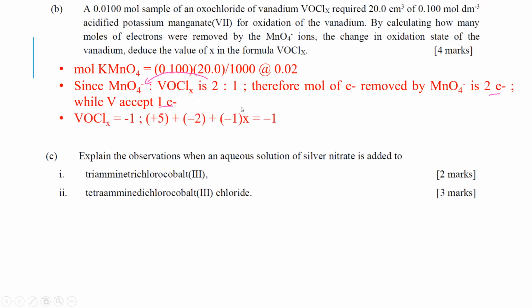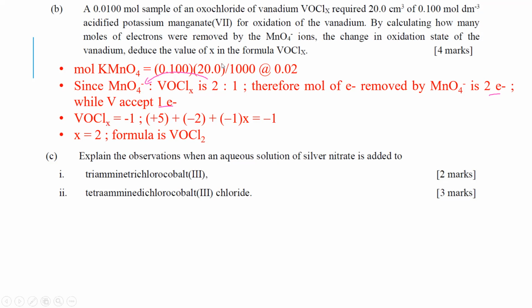Okay, so VOClX is equal to -1, plus 5. Oh yeah, how do you know that the vanadium is +5? It's my fault because I didn't mention the oxochloride of vanadium 5. It's supposed to be vanadium 5. I should have highlighted it, but never mind. VOClX is -1, so +5 plus -2 plus -x is equal to -1, so x is equal to 2. So therefore, the formula is VOCl2 here. Okay, I should have mentioned that it is vanadium 5. So it's my fault that the question is not complete.